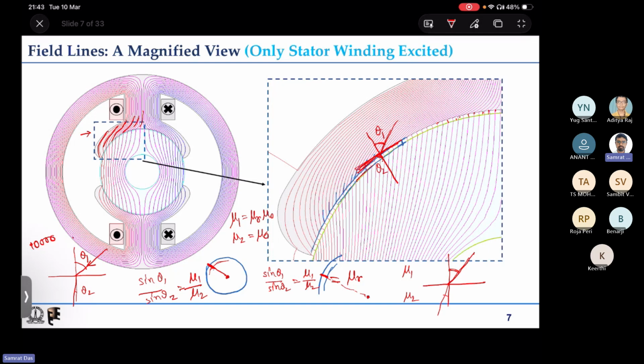So it is possible to show that sine theta 1 by sine theta 2 is a very high number, and this very high number means sine theta 2 is very small compared to sine theta 1. When is the value of sine theta minimum? When theta 2 is 0. That means this line almost goes along the vertical line.